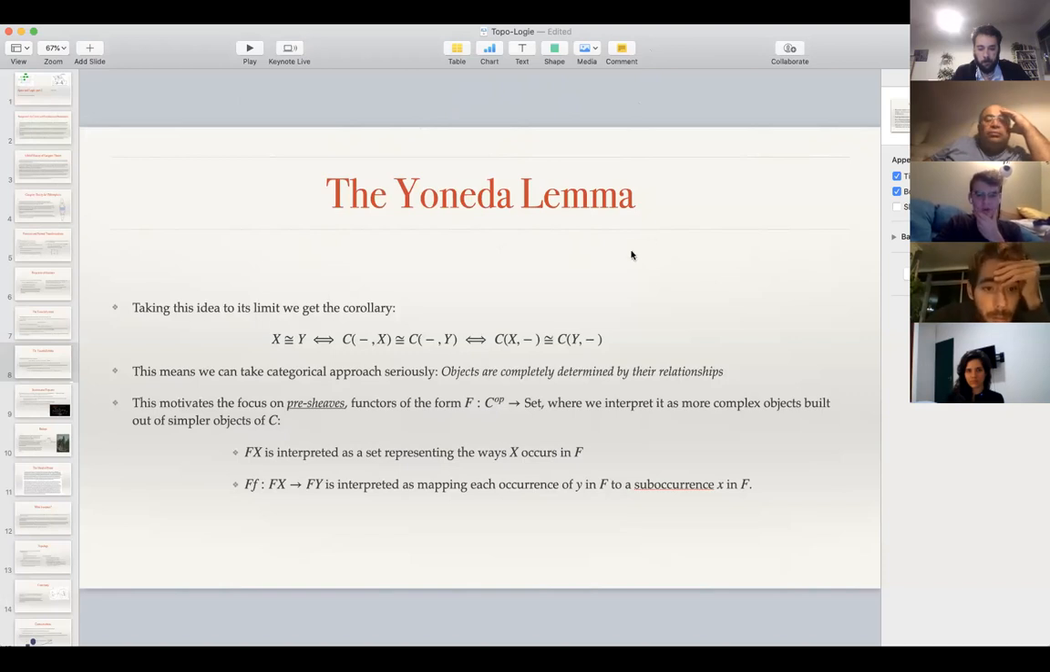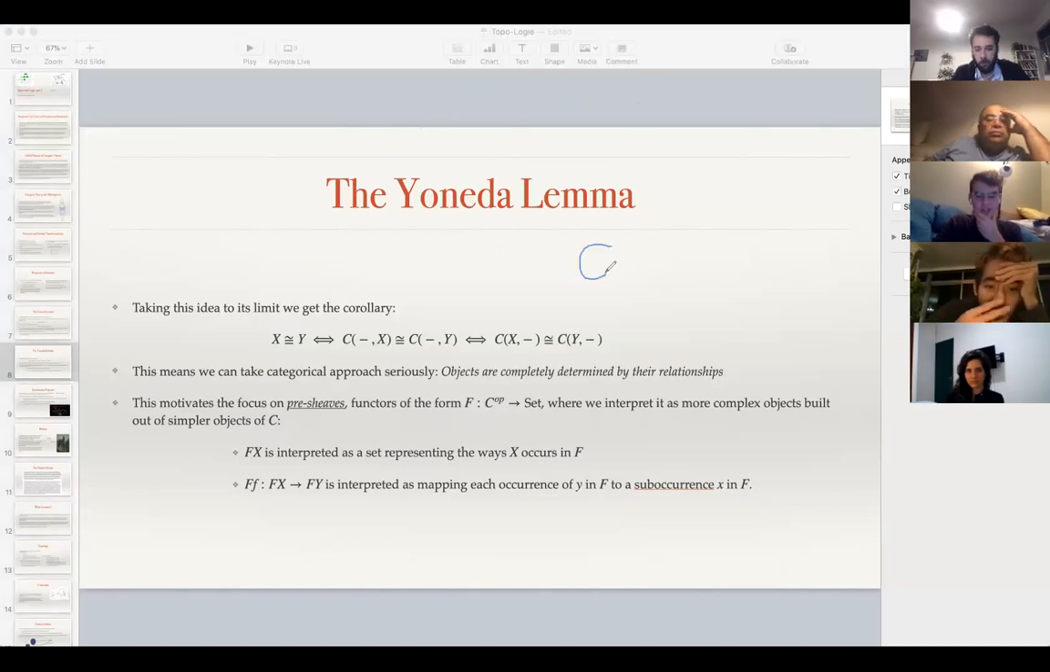Okay, so if we have C, you guys can see this? It's not going to be very neat. From blank to X. Okay, so this is a functor from the category C to Set.